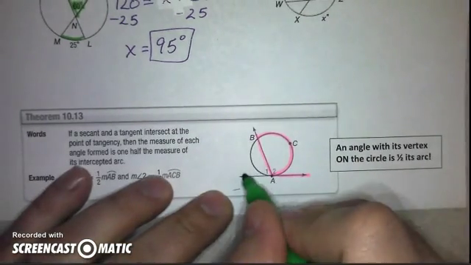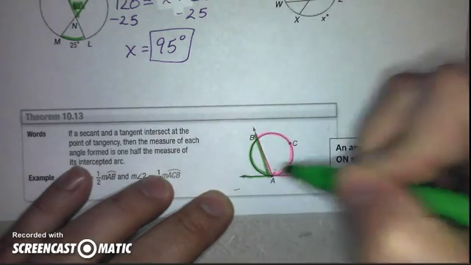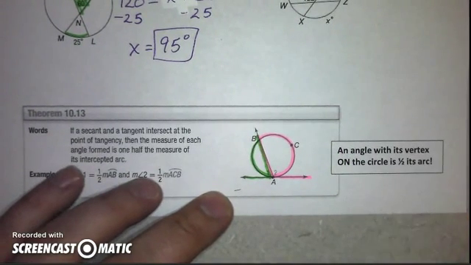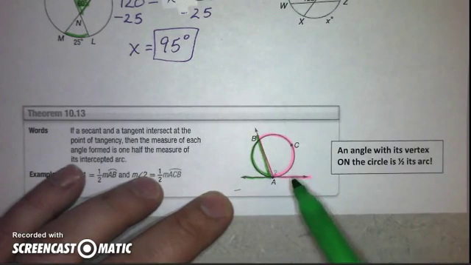And angle 1 on the other side goes with arc BA, the minor arc. So it's half of that minor arc. Now, this is an easy way to remember this. Angles 1 and 2 form a linear pair, so they would add up to 180 degrees.